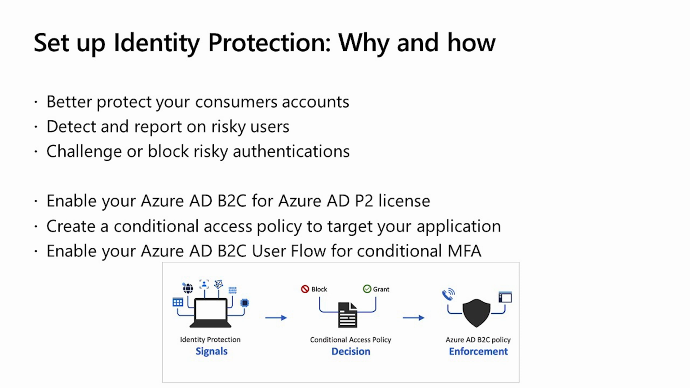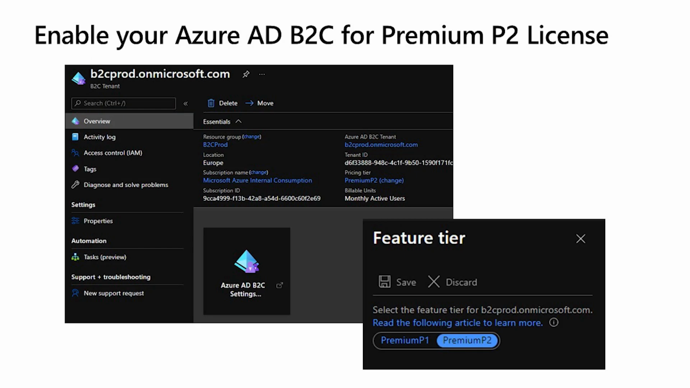To set it up, we need to do a couple of things. We need to enable the P2 license for your Azure AD B2C tenant, then create a conditional access policy which reacts to the risky user, and then finally, enable the user flow to evaluate conditional access policies. To enable your Azure AD B2C for the P2 license, go to the Azure portal and select your Azure AD directory where your Azure AD B2C resource lives. Then select your resource, and in the Overview tab, you will see a pricing tier. Click the link to the pricing tier, and you will see a pop-up where you can switch the license from P1 to P2.